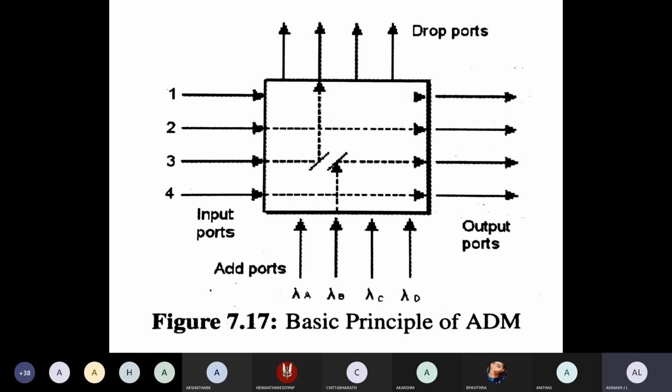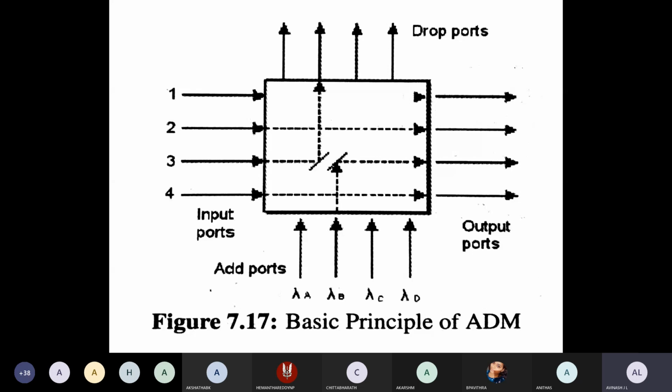So here, when writing the diagram, I must be very careful that the representation of input ports, output ports, drop ports and add ports is very important. In the add ports, we must always think of lambda A, lambda B, lambda C, lambda D. That means 4 input ports are there, so obviously 4 add ports, 4 drop ports, and 4 output ports are also there. That means we can say 4 channels.